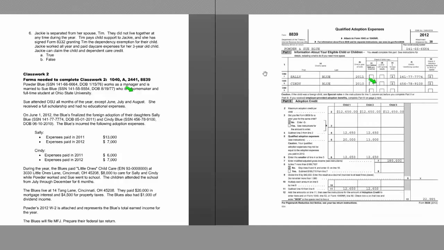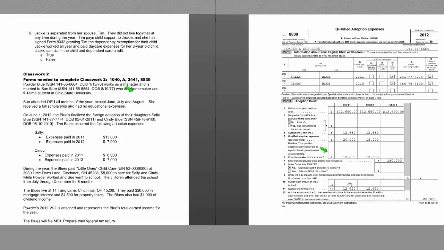Next, we have the adoption credit, and in this case, we have Sally Blue and Cindy Blue. We're showing the year the child was born and the fact that this is a foreign adoption. And then we also check the box to show that the adoption became final in 2012 or earlier. We show the amount of the maximum potential adoption credit for each child on line 2. And then on line 5, we enter the actual qualifying expenses paid for each child. And we're going to claim the lesser of the maximum adoption credit possible or the qualifying expense paid for each child. In this case, the maximum credit allowed is $12,650 per child, and that is the amount that is entered on the form.